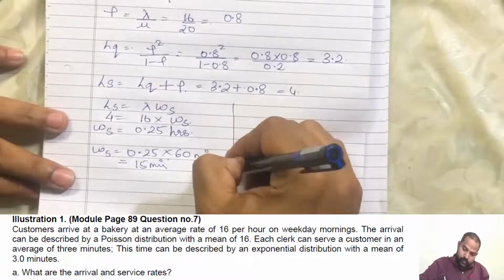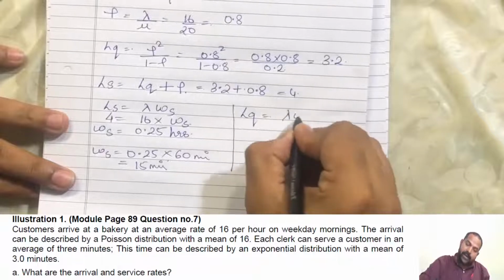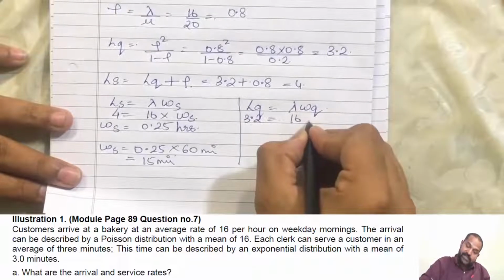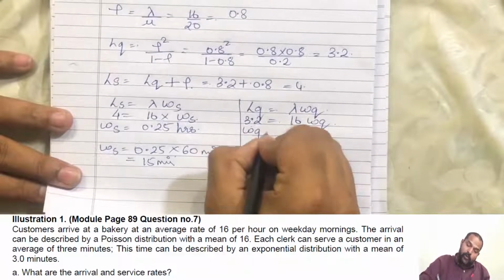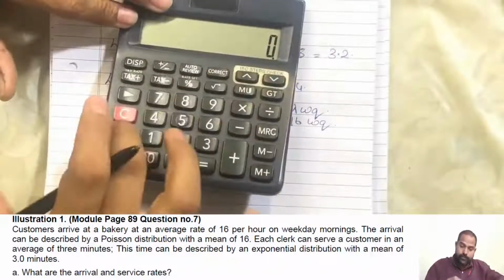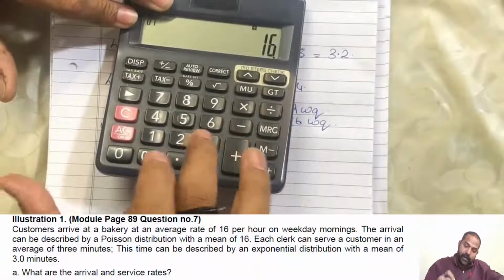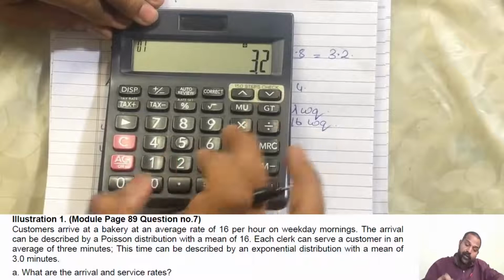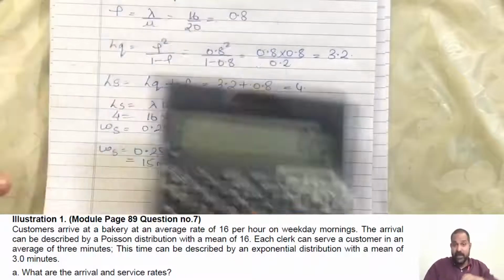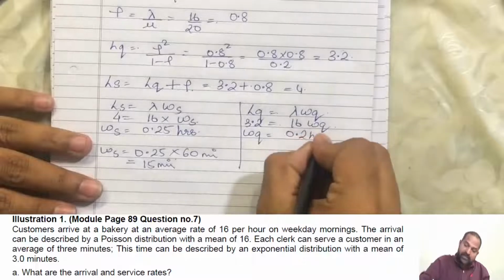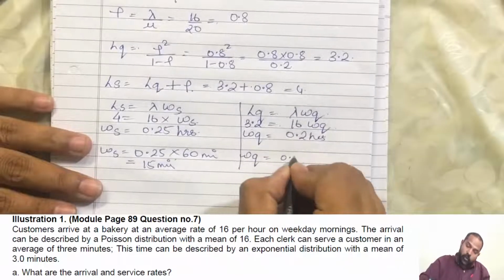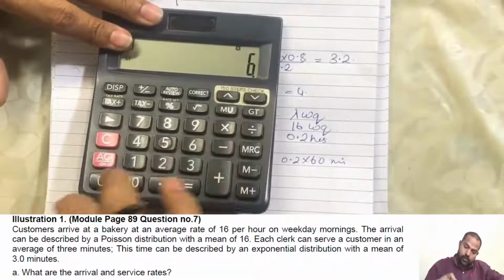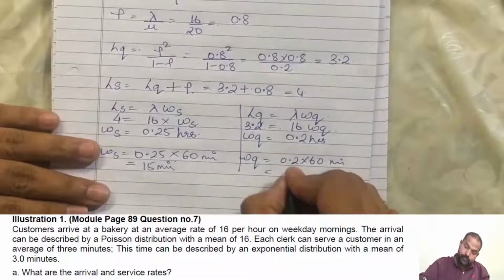And now Lq is lambda Wq. Length of the queue is 3.2, is lambda, which is 16, into Wq, or Wq is 3.2 divided by 16. 16 will come on to the other side. 3.2 divided by 16, and the answer is 0.2 hours. 0.2 hours is 0.2 into 60 minutes, which is 12 minutes.